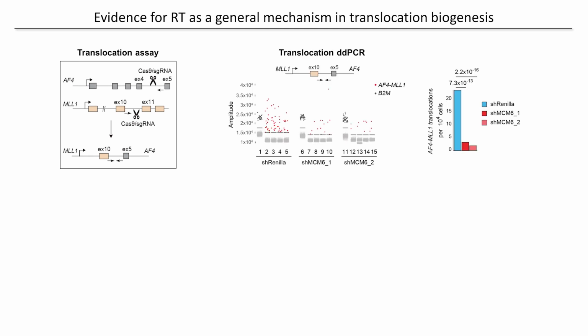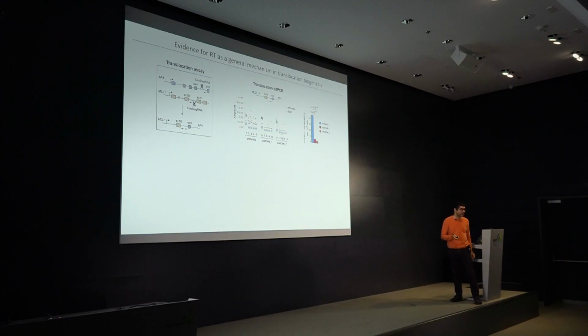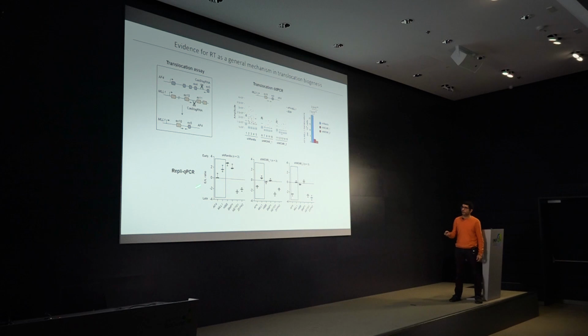We did this with digital droplet PCR, where each dot over here is essentially a droplet with a PCR reaction. And this allows you to quantify things with much higher detail. And what you see here and what's quantified over here is that if you knock down MCM proteins, and these are two different hairpins targeting MCM6, you get a very strong loss of translocations of these MLL1, AF4 translocations. And when we did a repli-qPCR to look for replication timing, we found that AF4 and MLL1 were normally early replicating, but when you deplete MCM proteins, they start going late, particularly AF4 now becomes quite late replicating.